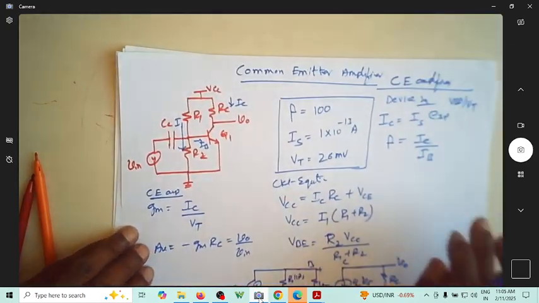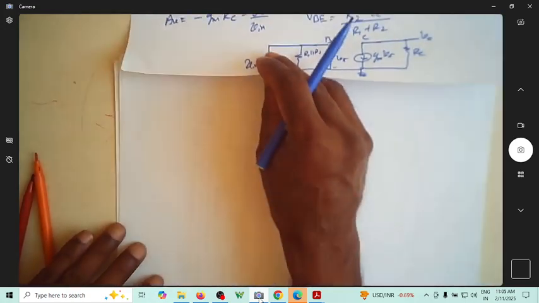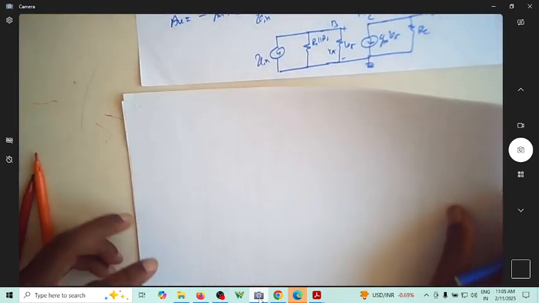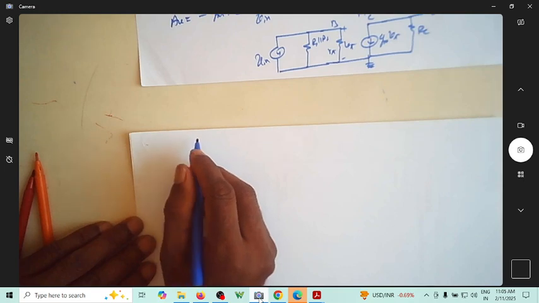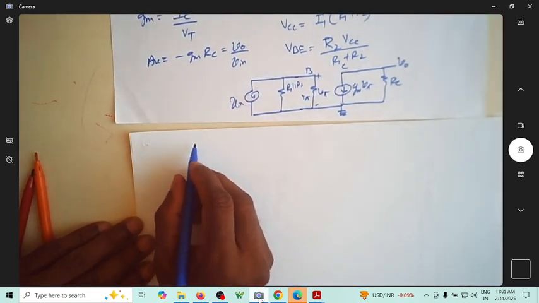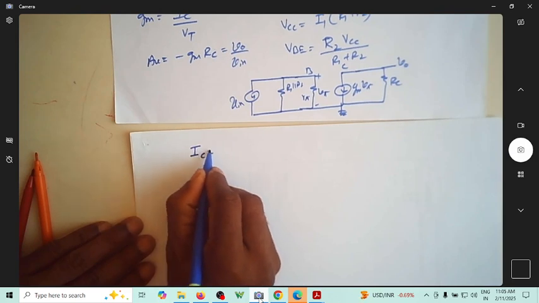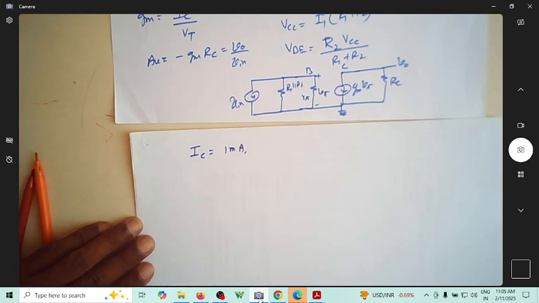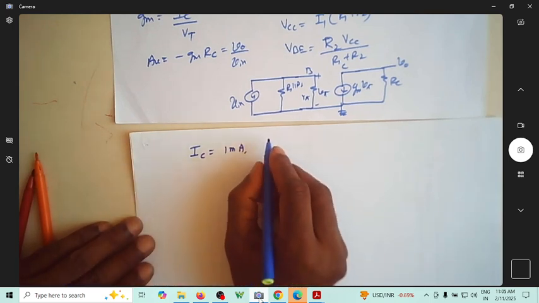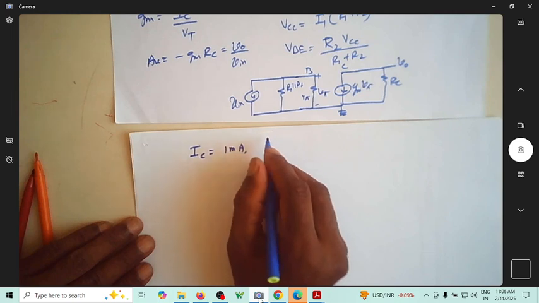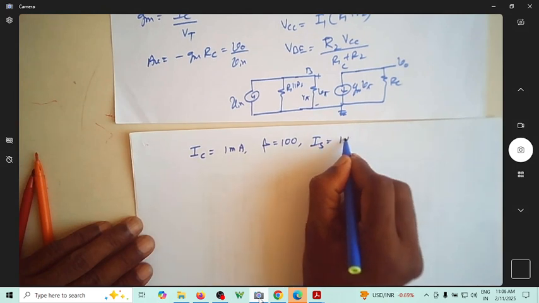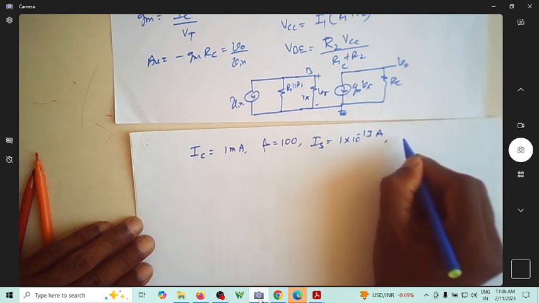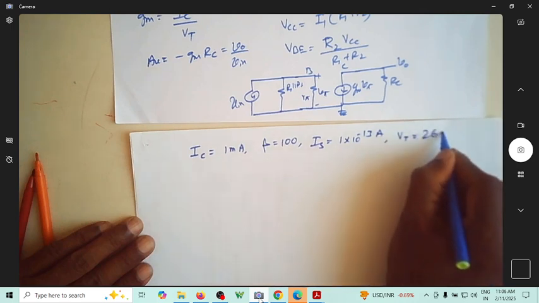Okay, with these equations and assumptions, let us start the design. For starting the design, let us have an IC of 1 milliampere. Let us assume the value of beta as 100. Of course, let IS be 1 into 10 power minus 13 ampere. Let VT be 26 millivolt.